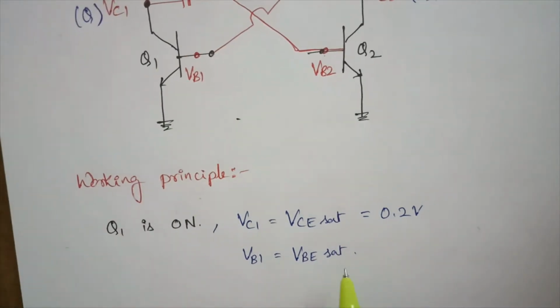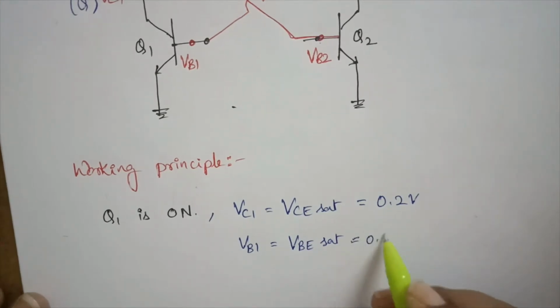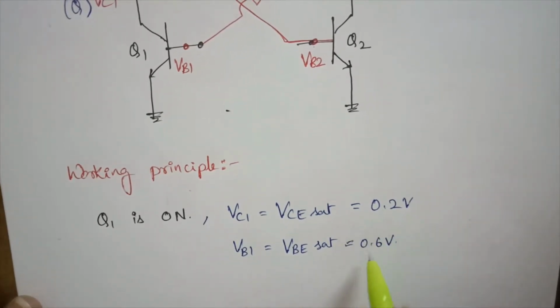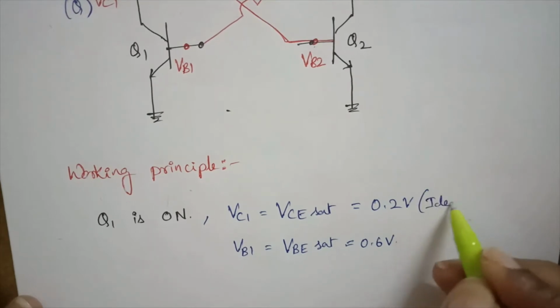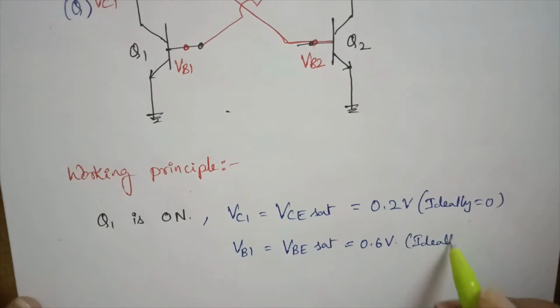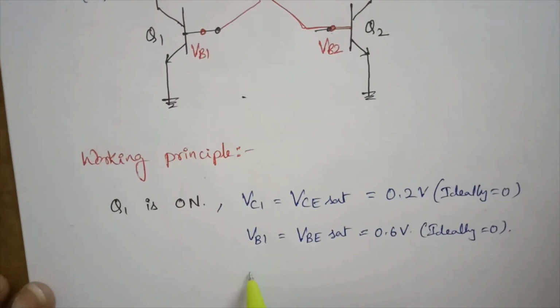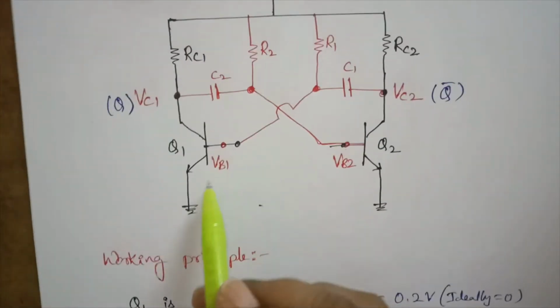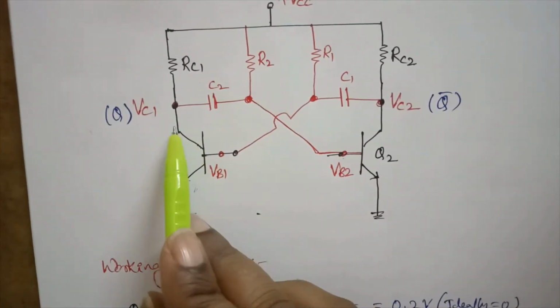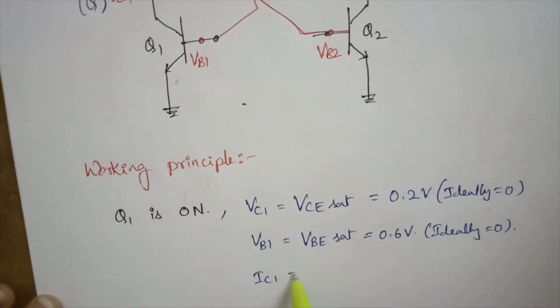Okay, so this is the first one, for practical cases, but ideally this value is 0. This value is also ideally 0. Now coming to the currents: if it is in saturation, we are getting the maximum collector current and the maximum base current. So IC1 is max and IB1 is also max.